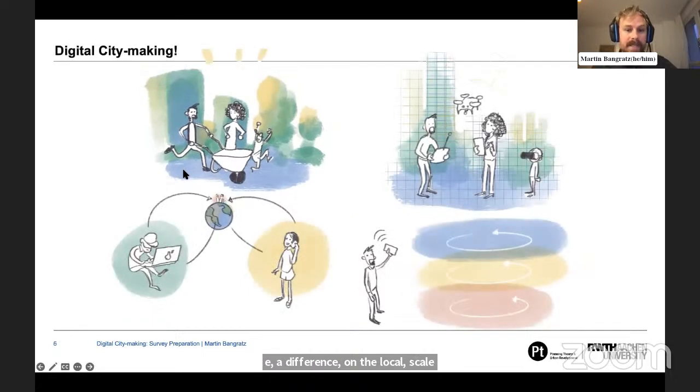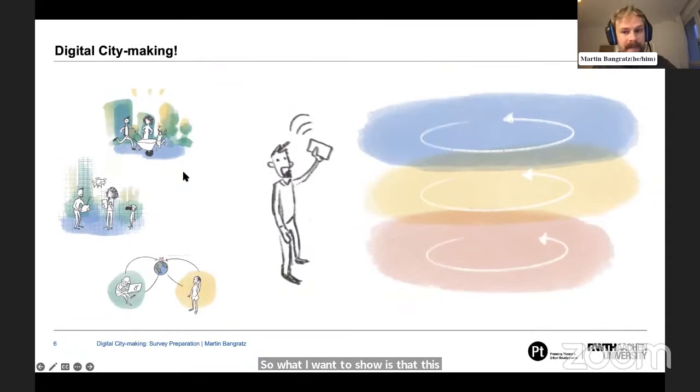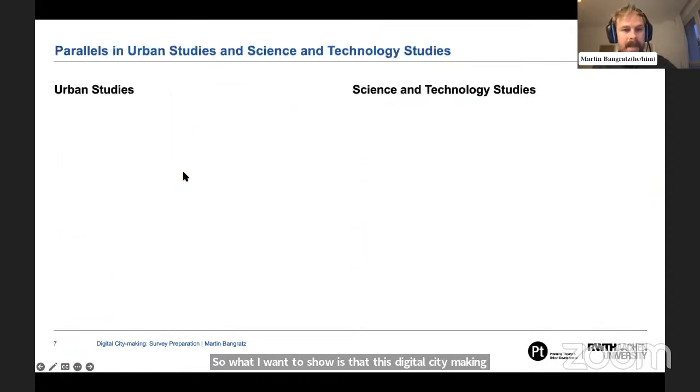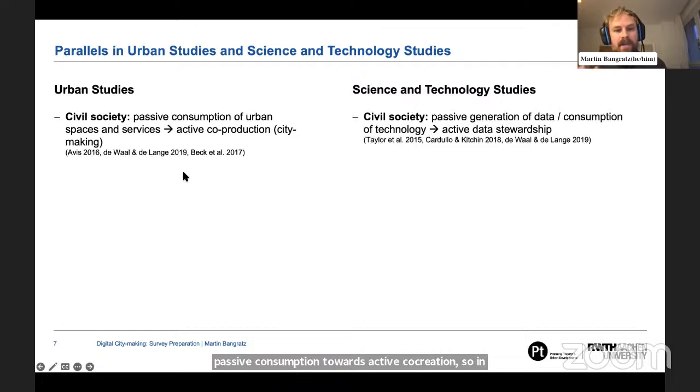So what I want to show is that this digital city making process can actively impact urban development in different ways. I don't mean to bore you with too much theory, and I don't have time to go into details, but I did find some striking similarities in urban studies and science and technology studies. First, the role of civil society is changing from passive consumption towards active co-creation. In one case, we're talking about urban space. In the other, we're talking about technology and data, but the trend seems to be the same.